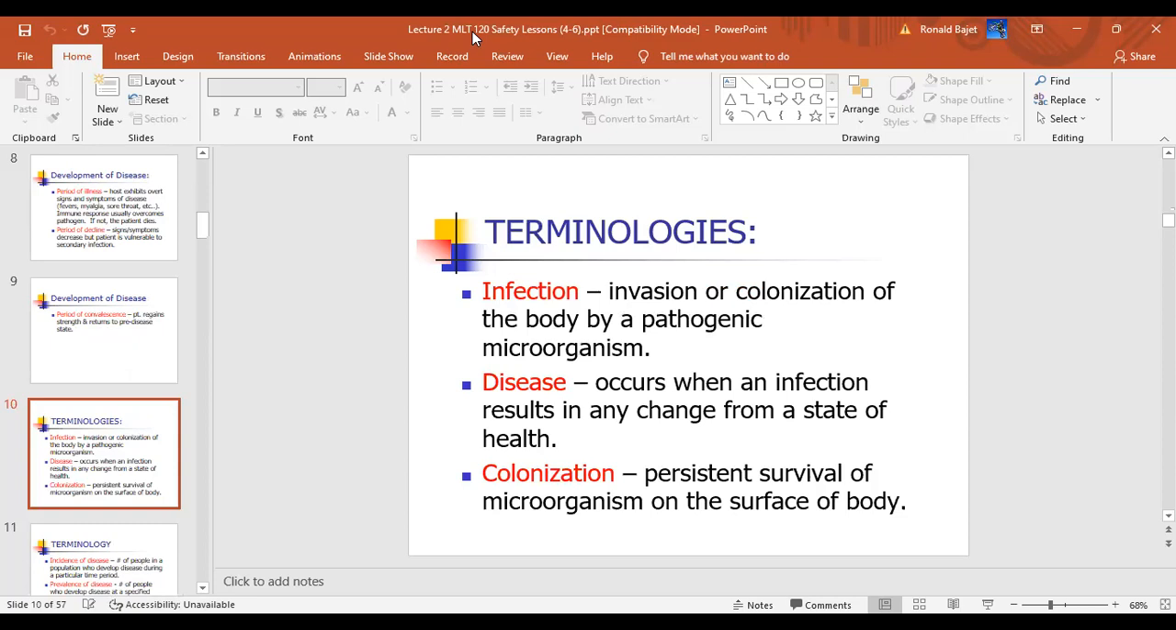All right, terminology. Infection is the invasion or colonization of the body by a pathogenic microorganism. And disease occurs when an infection results in a change of state from the state of health. And colonization is basically the persistent survival of microorganisms on the surface of the body.